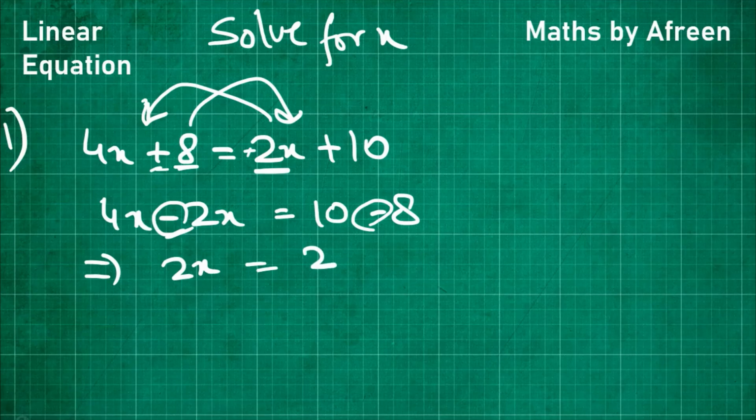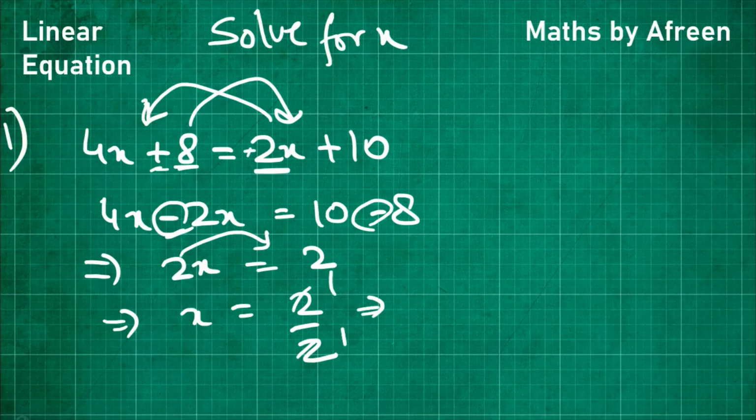So upon subtraction, what we will get, 4x minus 2x equals 2x, equals 10 minus 8 will be 2. That implies x equals 2 by 2. What I did, I again transposed this 2 from left hand side to right hand side, and I will get 2 ones are 2, 2 ones are 2, so x will be equal to 1.